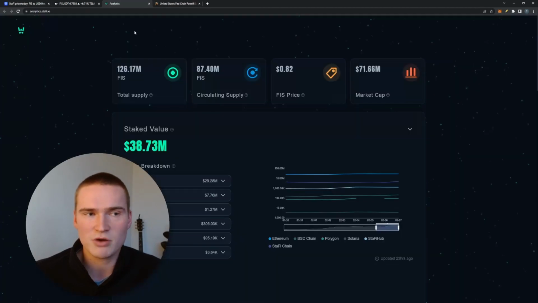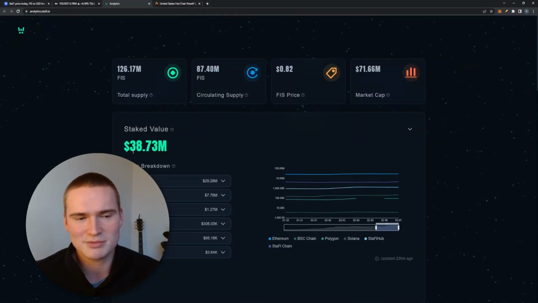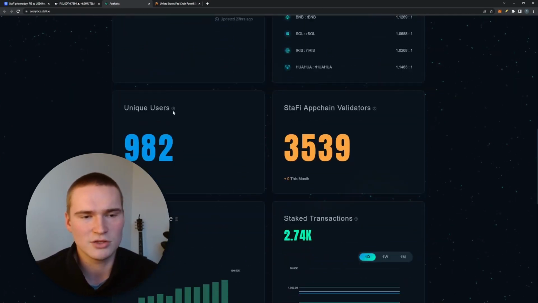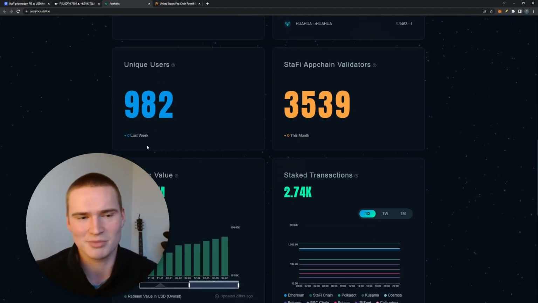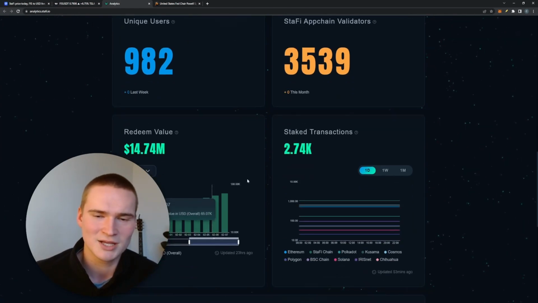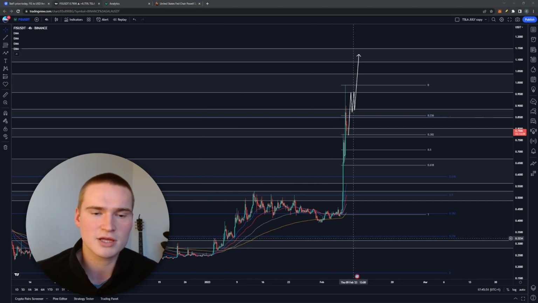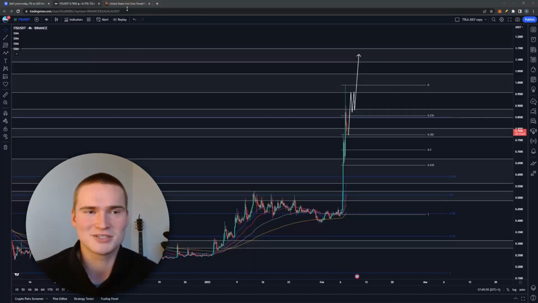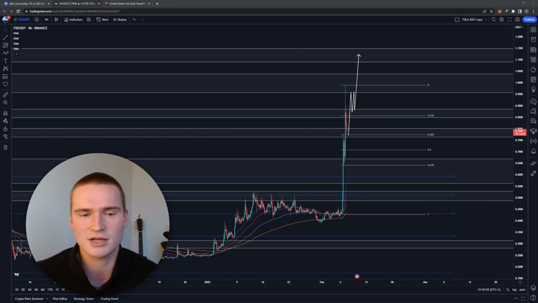That's bullish news. But apart from that, and I think it's important to really talk about this, Stafi has almost 40 million in staked value. But if you take a look at the unique users, I don't think this is updated, all right, because it shows plus zero this week. But altogether, it isn't that big of a platform yet. So I do think it's a little bit inflated in the price. And with that, we've talked enough about Stafi itself, we'll talk about the technicals now.